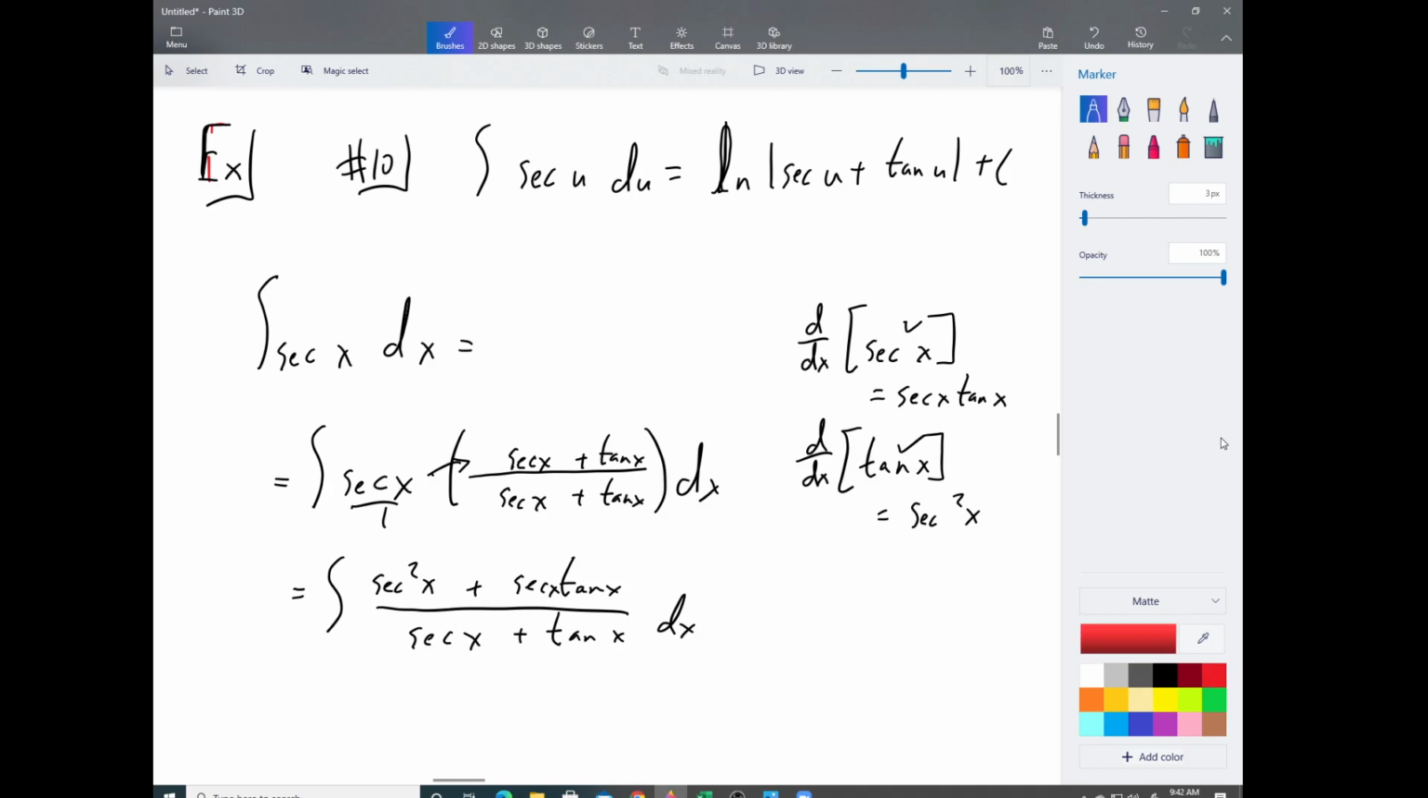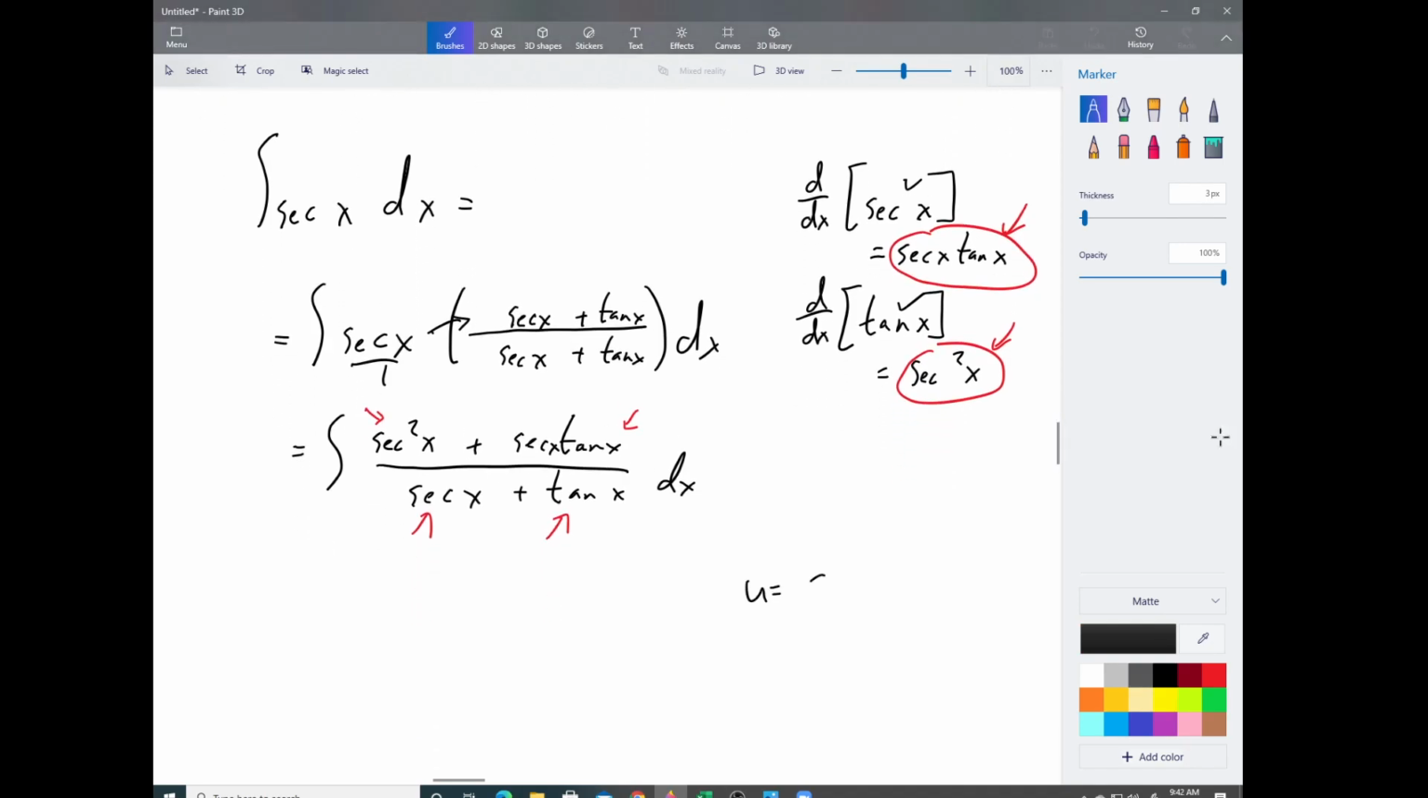What I like about that is what I see on top now is exactly what I got out of my derivatives. And that's the goal. When you pick your u, you want the derivatives to show up in the problem. And for the problems we're doing now, you want to see them on the top. And so if I take the derivative of a secant and take the derivative of a tangent, I get back out these things.